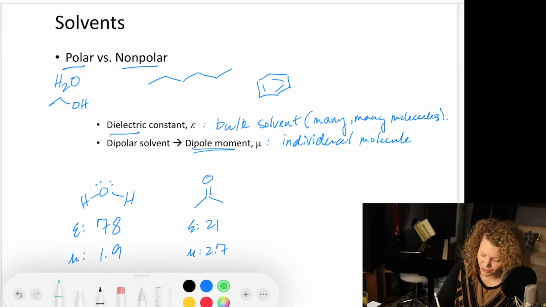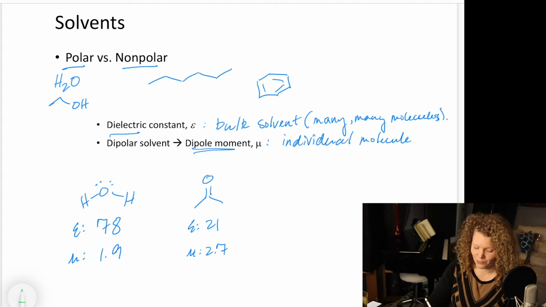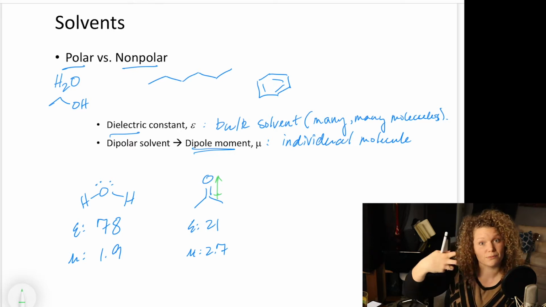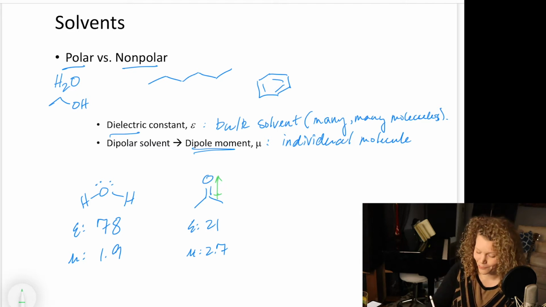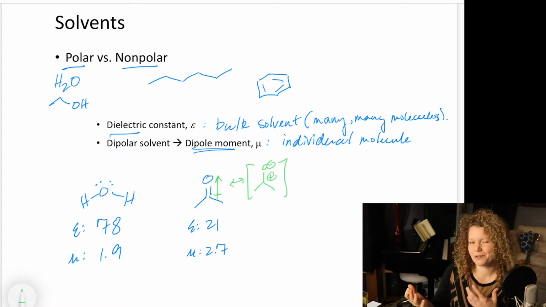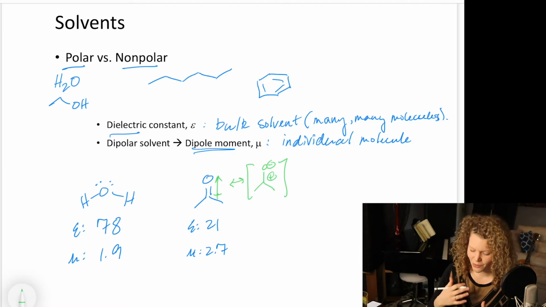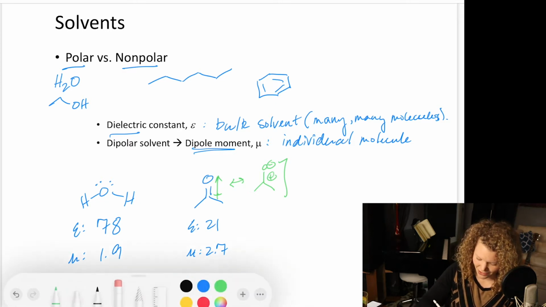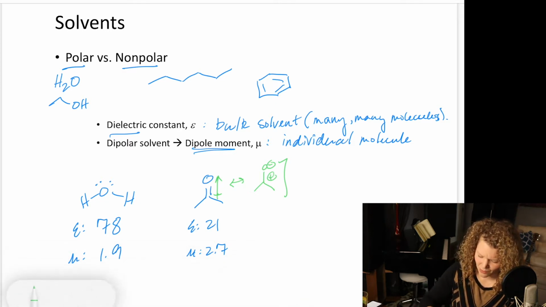Now let's draw in our dipole moments on this molecule. So again, dipole moment is just for the individual molecule. So we know oxygen is electronegative, and so the dipole moment would be going towards the oxygen. And hey, we can also describe this with resonance. We know that our resonance arrow would show that oxygen pulling electron density towards it. So it's something to keep in mind here that we can use resonance to help explain these dipole moments.